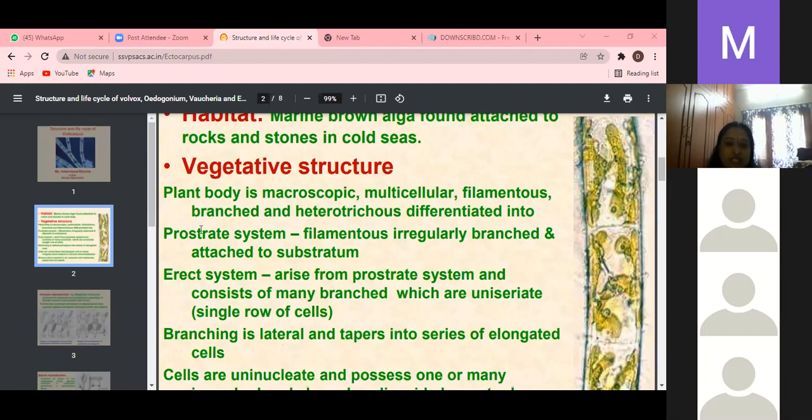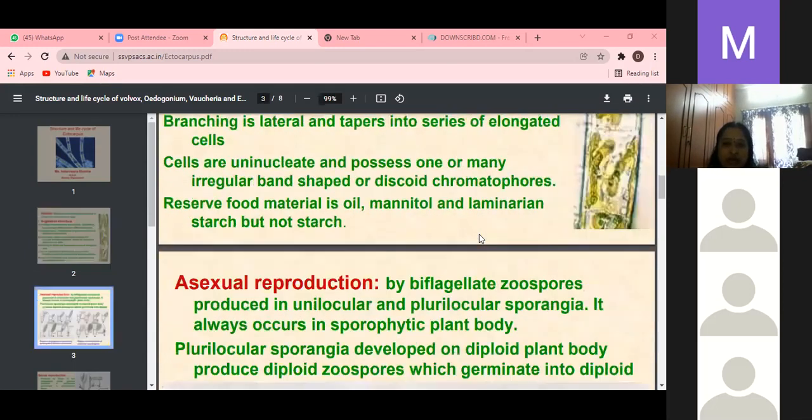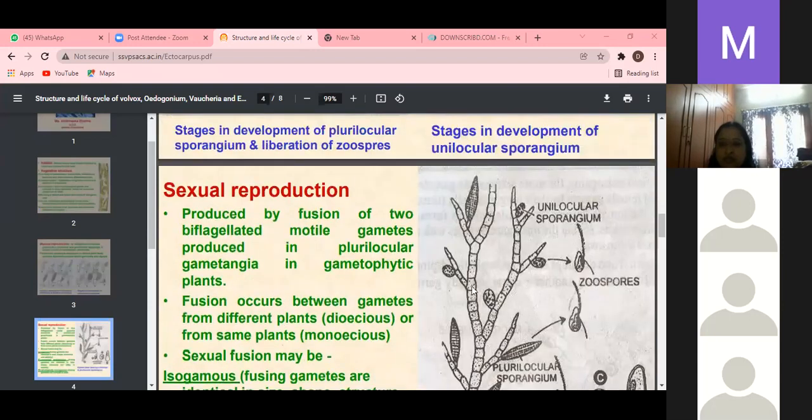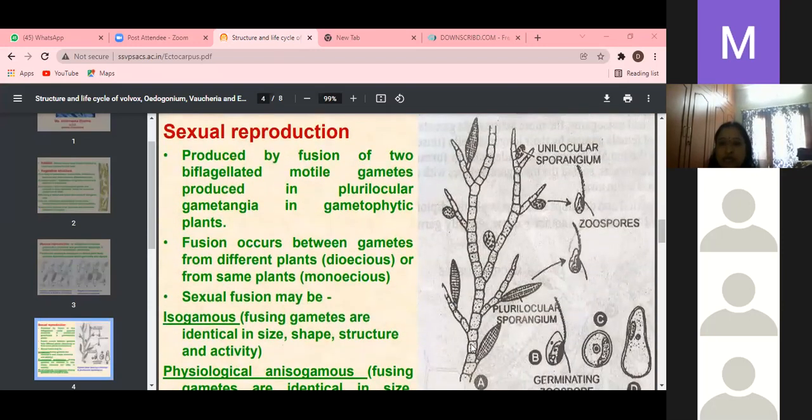One, the first system, you can observe where my arrow mark is. This is the first system, called the prostrate system. The second system is called the erect system. This one is the prostrate system and this one is the erect system. You can observe, girls. These are the prostrate ones. This is the erect system.